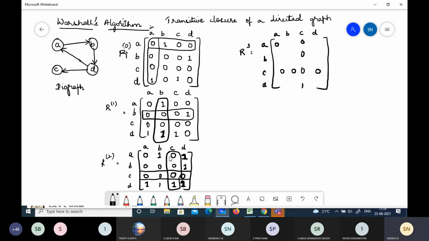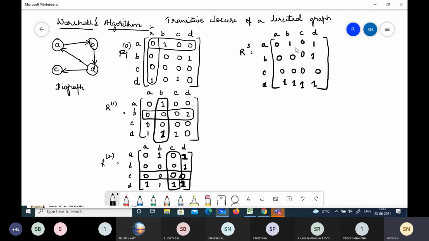Here, to get this value, we will have to take it like this. Already 1 will retain. If it is already 1, we'll retain it as it is. So here again, if we will take this way, 0 only. Now here again, 0 only. Here already 1 is there. Here like this, already 1 is there. Now here, all these are already 1s.